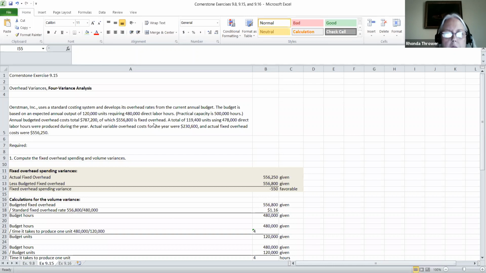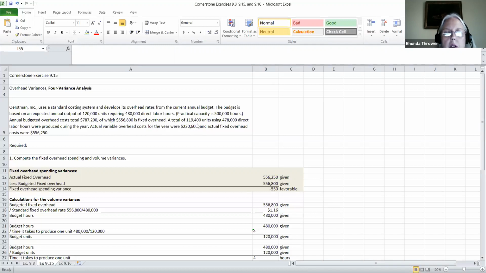556,800 is fixed overhead. What you're going to have to do in this problem is break your overhead down into variable overhead and fixed overhead. Since they gave you the fixed overhead and they gave you the total overhead, you'll subtract the fixed overhead from the total overhead to get your variable overhead. So you should break your overhead budget down into variable and fixed components. This is your fixed amount. You'll have to find the variable amount.